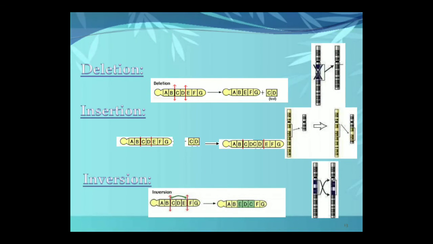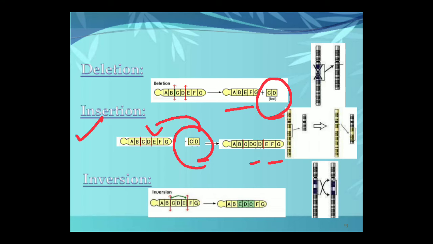Deletion is, you can see here that A, B, C, D, E, F, G, this is a hypothetical base pair, becomes A, B, E, F, G. C, D is lost, it is deleted from here. Insertion is A, B, C, D, E, F, G becoming A, B, C, D, C, D, E, F, G. We insert the extra C, D pair. So, one C, D is inserted.